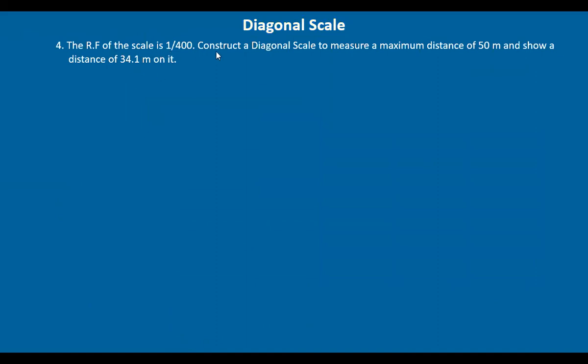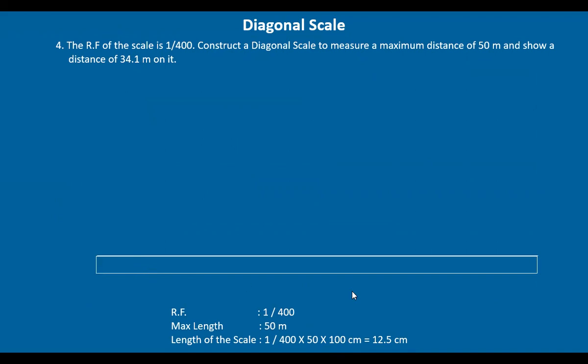RF is given, right? Construct a diagonal scale to measure maximum distance of 50 meters. So maximum length is given, 50 meters. Find the length of the scale, RF into maximum length, convert into centimeters. 12.5 centimeters is the length of the scale. So take 12.5 centimeters length and construct the scale. Because this is 50 meters, let's divide this into 5 equal parts. That means when you divide this into 5 equal parts, each one represents 10 meters.